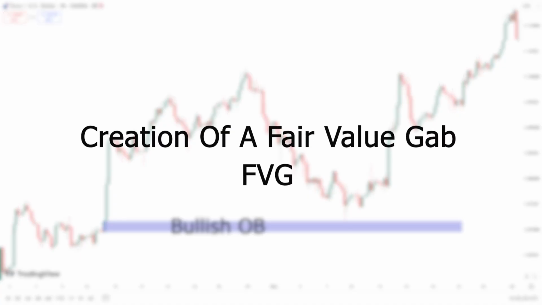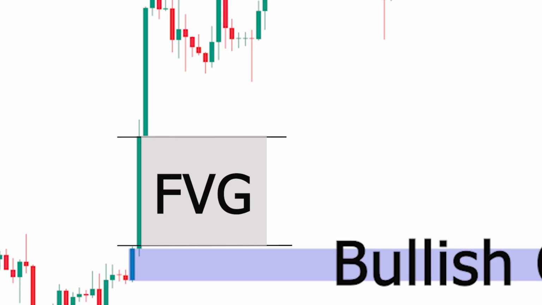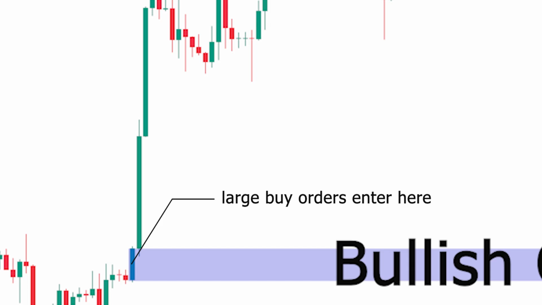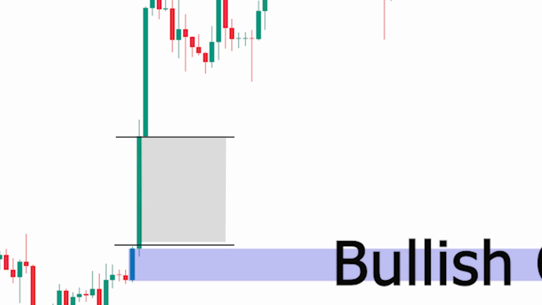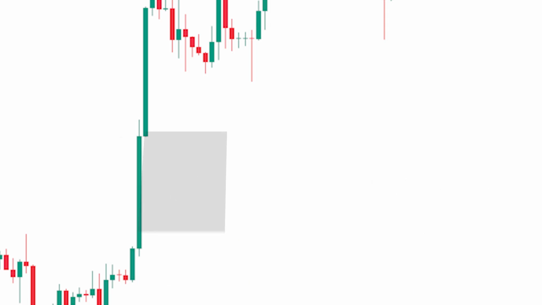Creation of a fair value gap. A valid order block is typically followed by an explosive move that creates a fair value gap, or FVG, also known as an imbalance. The displacement should be so strong that a price gap forms between the first candle, the order block itself, and the third candle, leaving a portion of the market inefficiently traded. This imbalance reflects aggressive institutional participation, where large orders enter the market with such urgency that price moves too quickly to trade efficiently through every level. The stronger and cleaner the displacement, the more convincing the evidence that institutional order flow is behind the move.